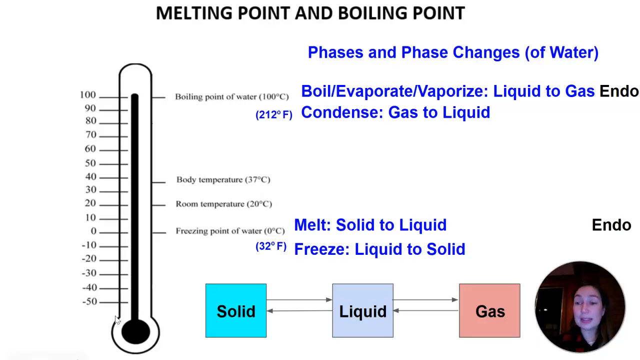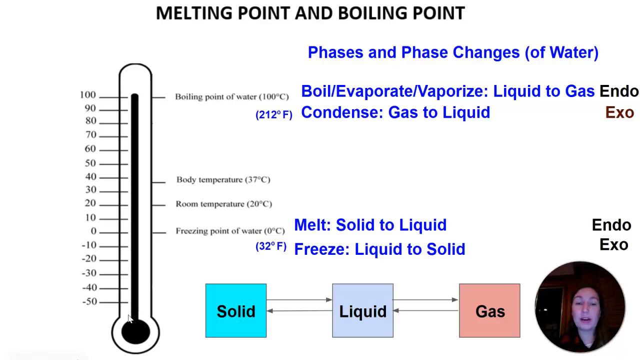Whereas if you're trying to condense the water, you're going to have to remove energy from the gas. The energy is going to have to exit the gas in order for it to condense and become a liquid. So that'll be exothermic. Just like to freeze your liquid, energy is going to have to exit that liquid. So that's going to be exothermic. So we can apply those endo and exo terms that we studied in terms of energy.